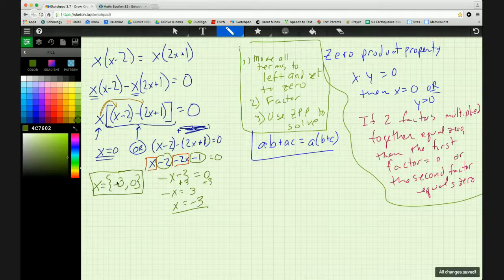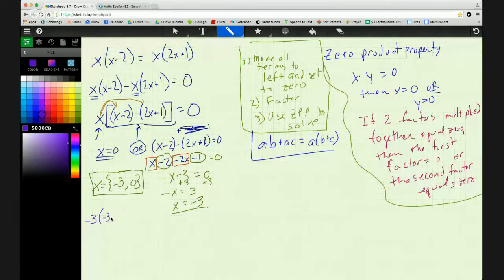And we can check our answer. Well, let's just check 0 on inspection. If x is 0, 0 times negative 2 is 0, and 0 times whatever this would be is 0. So 0 works. So let's try negative 3. Negative 3 is going to be the one that I can't quite do in my head.